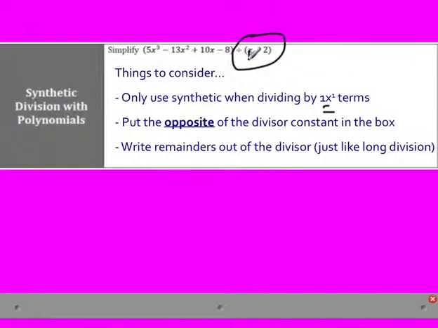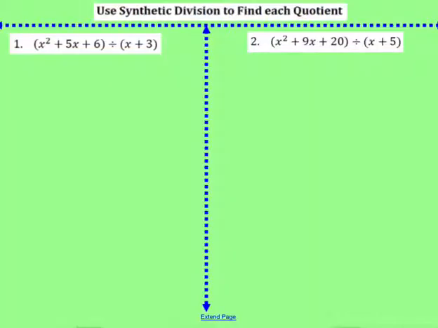Now we're going to be making a box, and in that box you're going to put the opposite of the divisor, and just like with long division, you're going to put the remainder out over the divisor. So let's take a look at what this would look like.